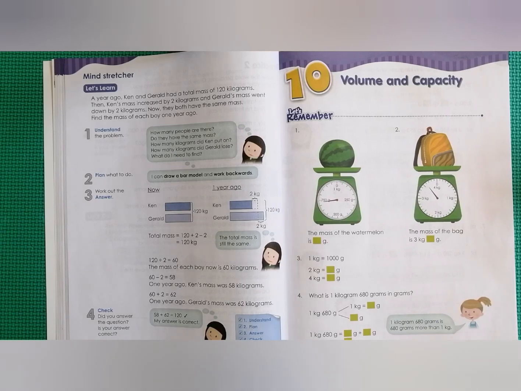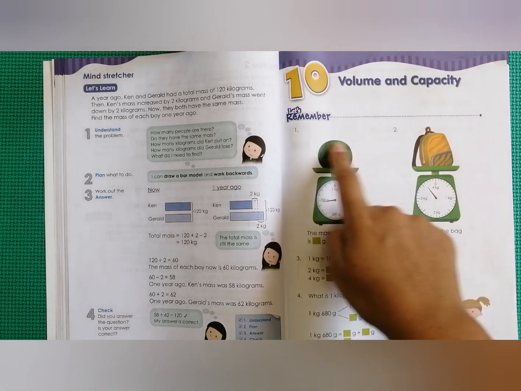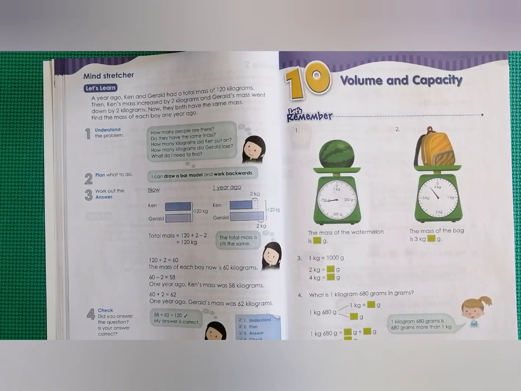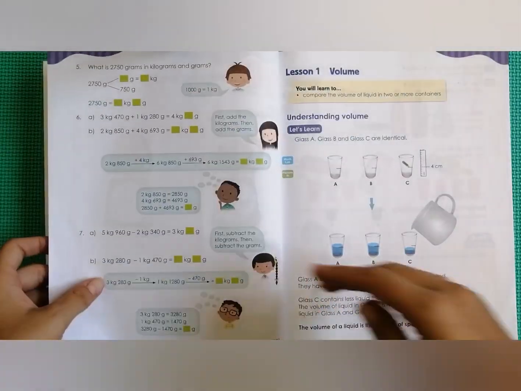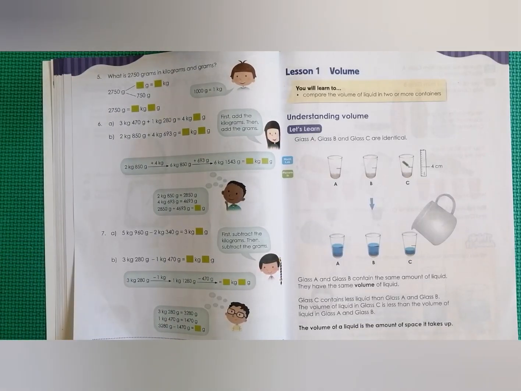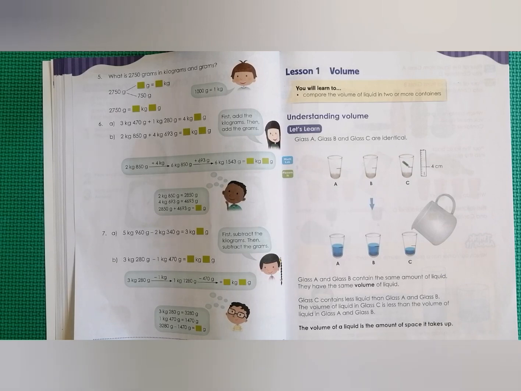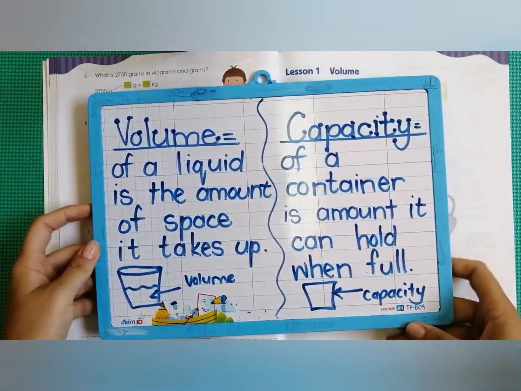Okay, so now we're going to introduce volume and capacity. On this first page, what you can see is just a recap of our previous chapter, which was mass. We worked with kilograms and grams. Now we're working with volume and capacity, where we work with liters and milliliters. I will teach you that a little bit later. I first want to introduce to you what volume and what capacity is.